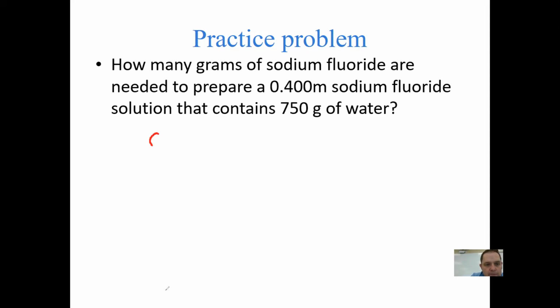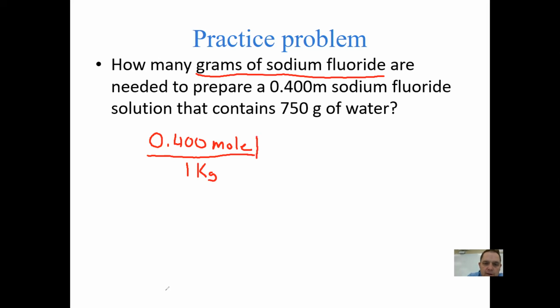So I'm going to write this down, 0.400, and I'm not going to just put the small m. I'm actually going to write out what it is, and that is moles over kilograms. Now, most of the time our kilograms are in our water. That's our solvent. Now, it's asking for grams of sodium fluoride. That is our solute. So that's that top number of moles. But we've got to change moles to grams and cancel out kilograms.